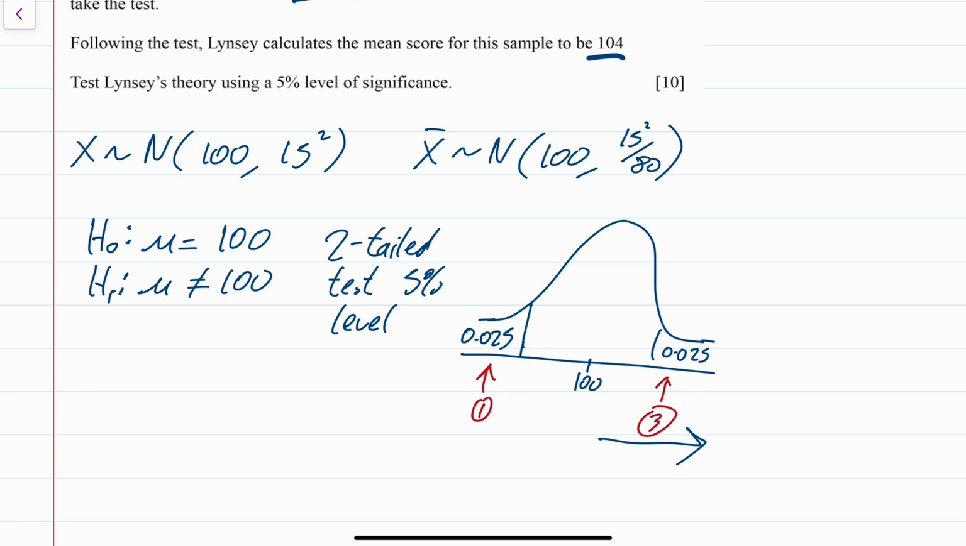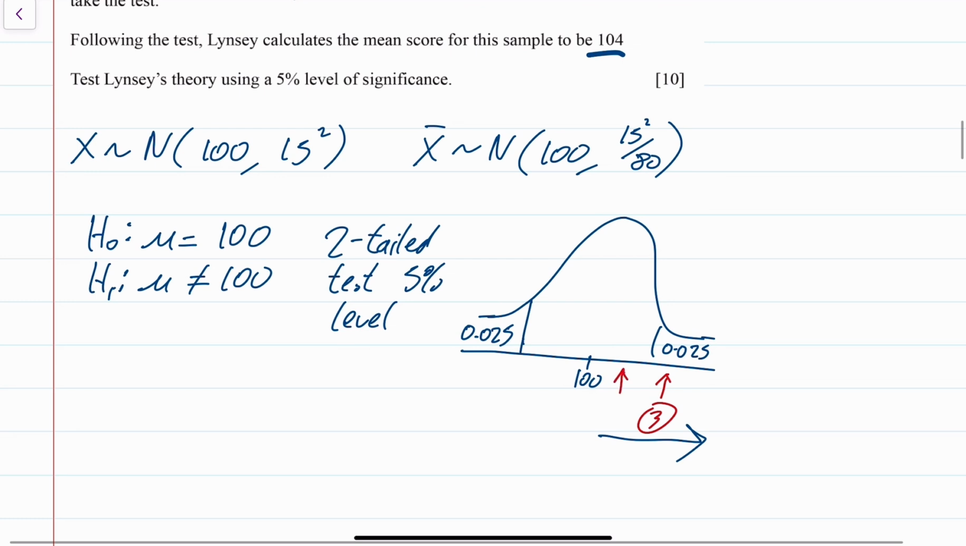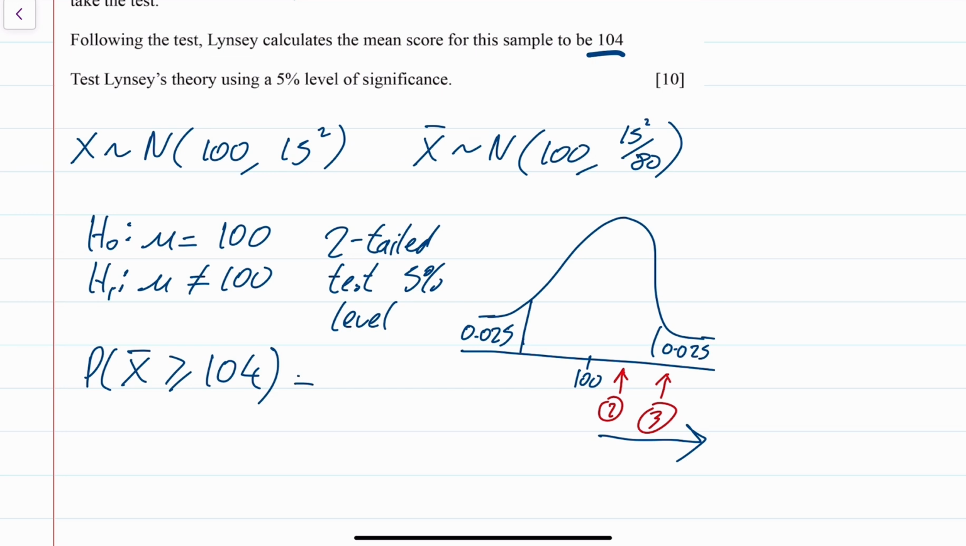So I need to see then basically it's not going to be in here. So it's either going to be in here or in here. So it's going to be in one of those two places. That's where my 104 is going to be. So we need to figure out how far along it is. So I want to find the probability that X bar is greater than or equal to 104. That's what I'm looking for.